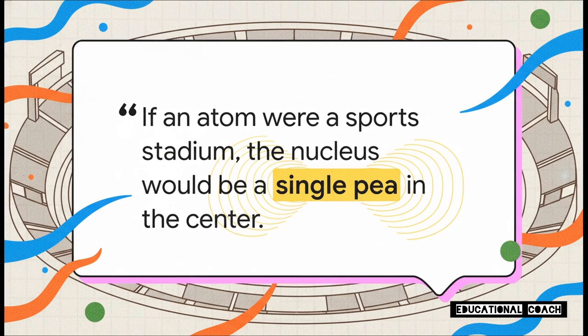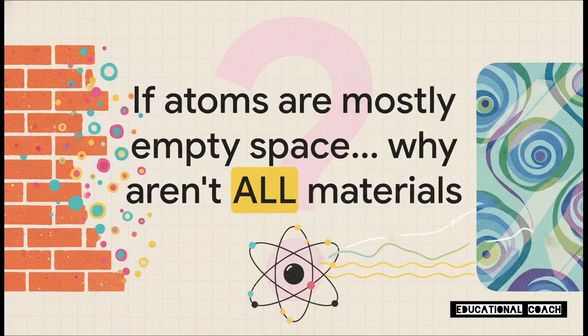If an atom was scaled up to the size of a giant sports stadium, the nucleus would be nothing more than a single piece sitting on the center spot. The rest of it, all of it, is just empty space for a photon of light to travel through. And that right there leads us to the real question, the one that flips this whole thing on its head. If everything around us is made of these atoms that are mostly empty space, then why isn't everything transparent? Why can't we see through a brick wall?